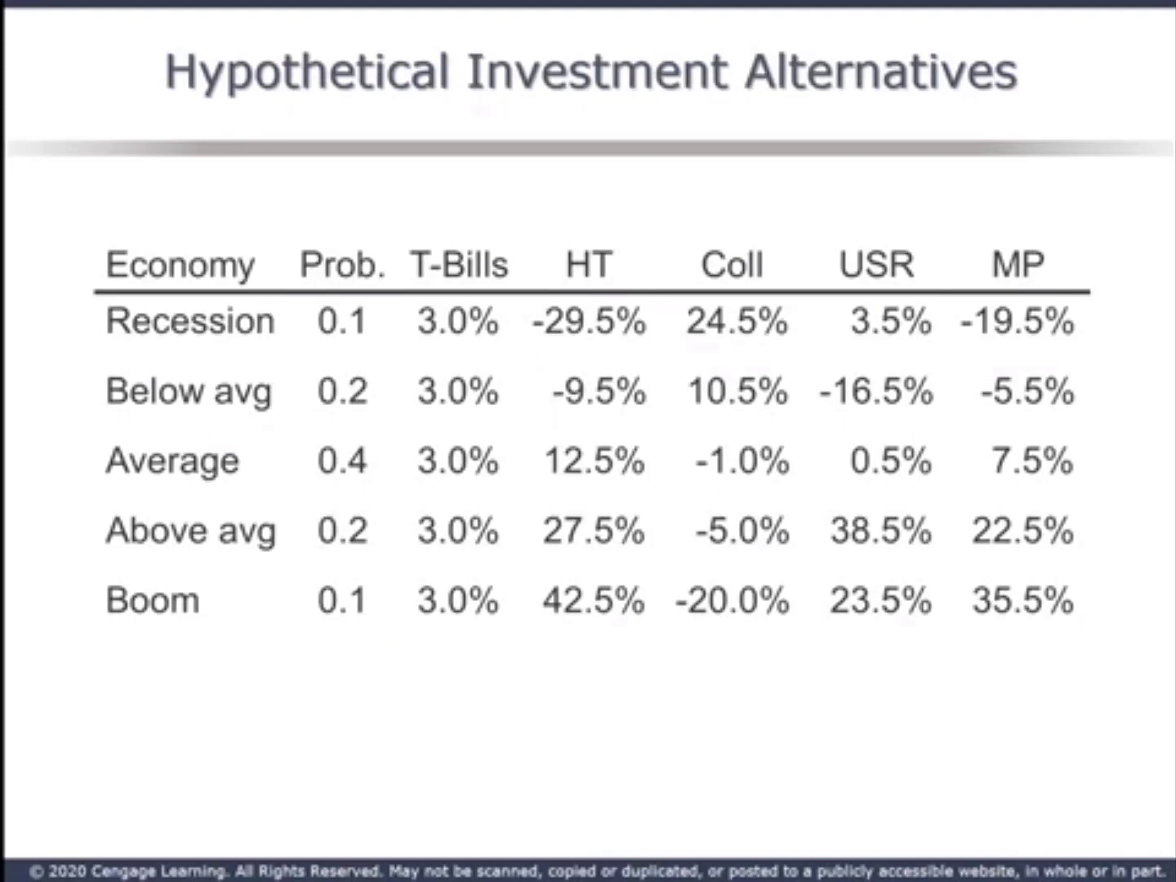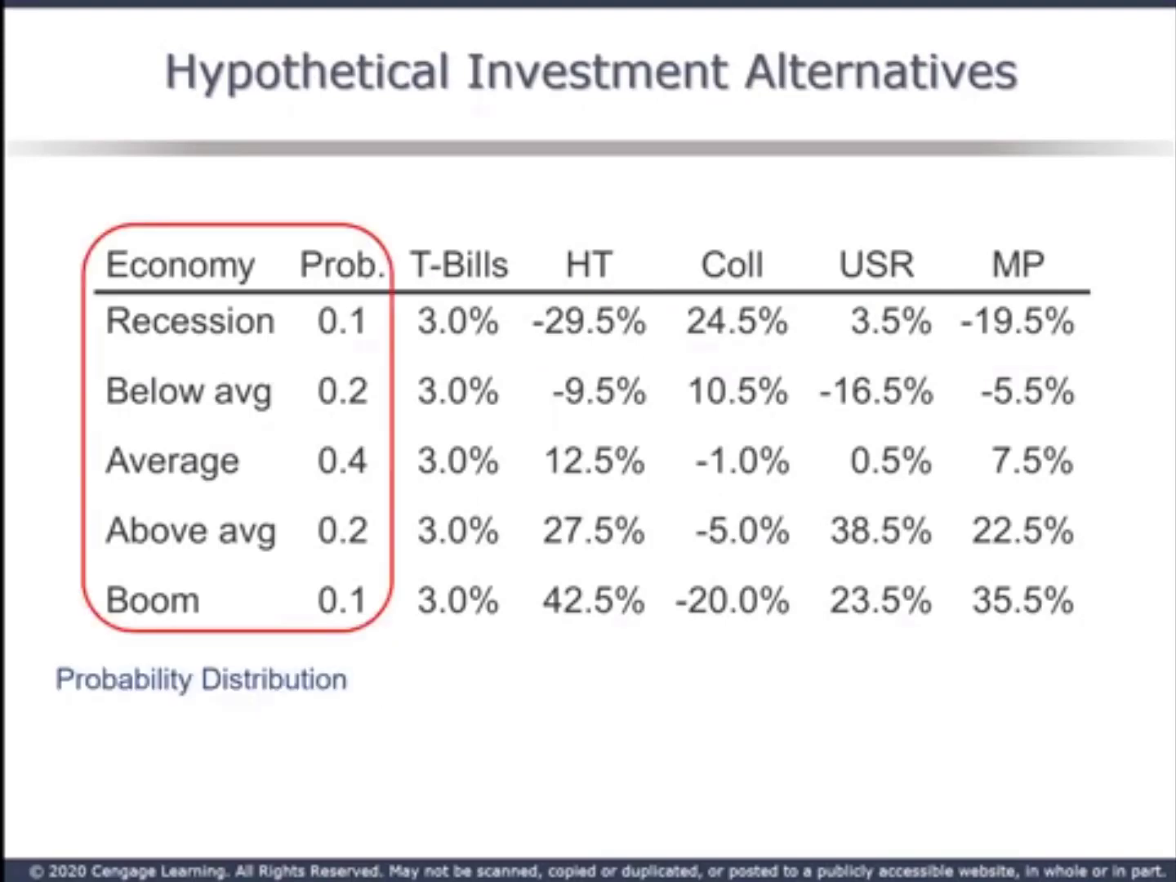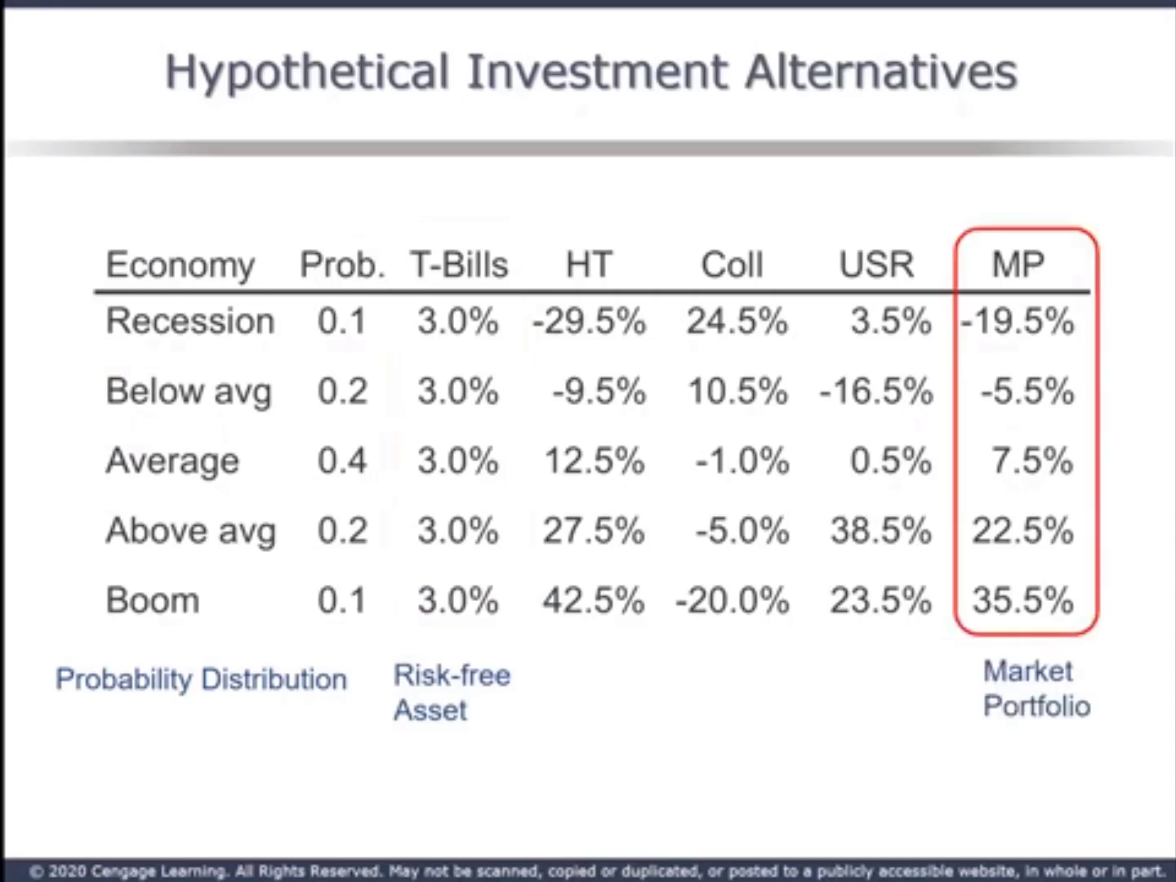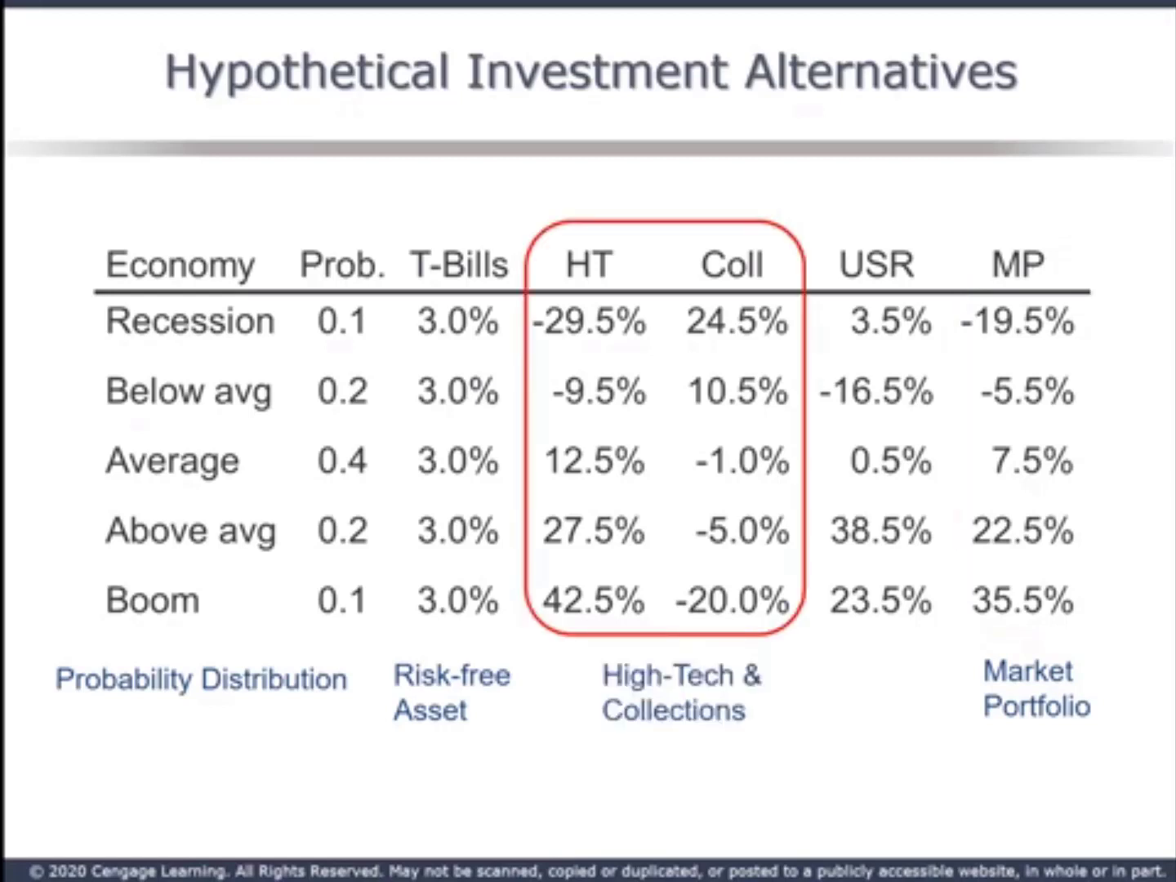Let's look at a set of hypothetical investment choices. First, the states of the economy and the probabilities of each state occurring. Next, the expected return on a treasury bill in each state. Since a T-bill is basically risk-free, the expected return is the same in every state. MP is the market portfolio. This is a theoretical construction meant to represent all traded assets. The S&P 500 is typically used as a proxy for the market portfolio. And finally, our two sample assets. HT is high-tech and COLL is collections. We'll be using them in our examples in the lesson.